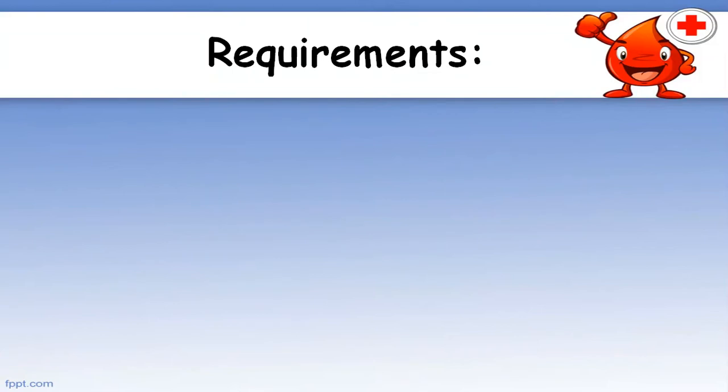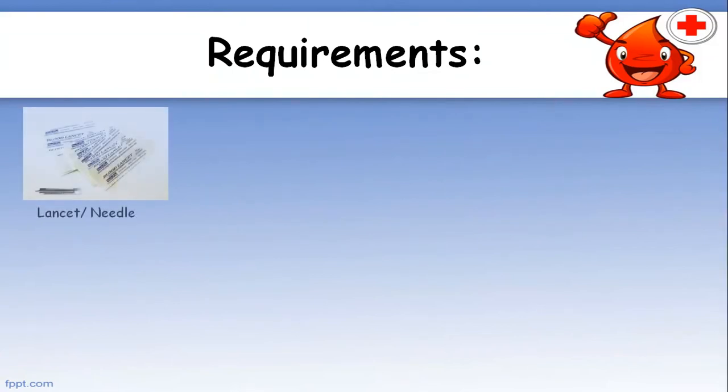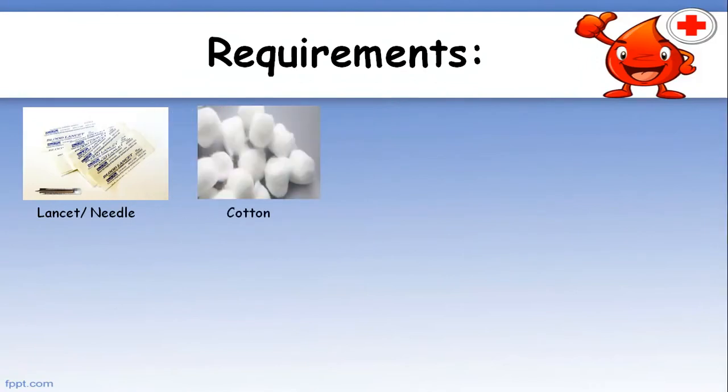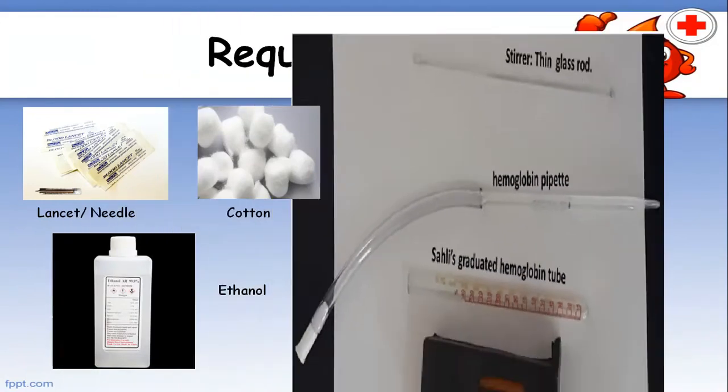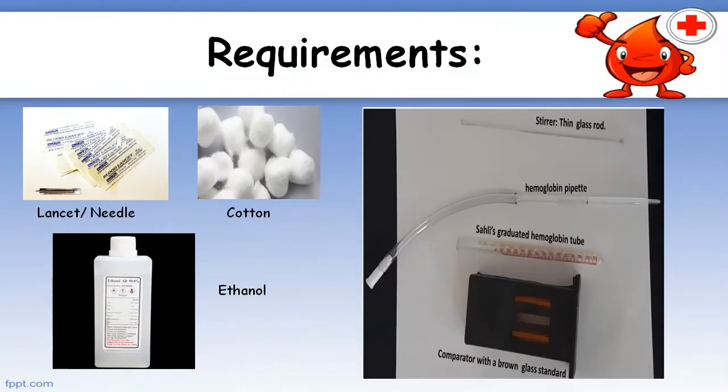Requirements: lancet or needle, cotton, ethanol, stirrer, thin glass rod, hemoglobin pipette, size graduated hemoglobin tube, comparator with a brown glass standard.